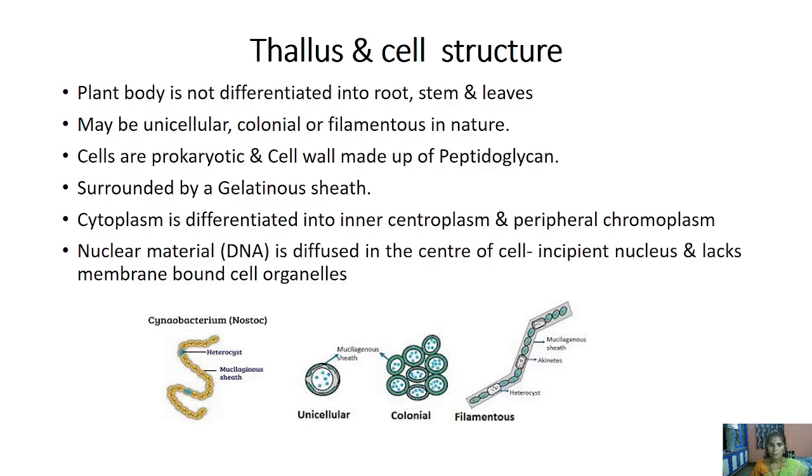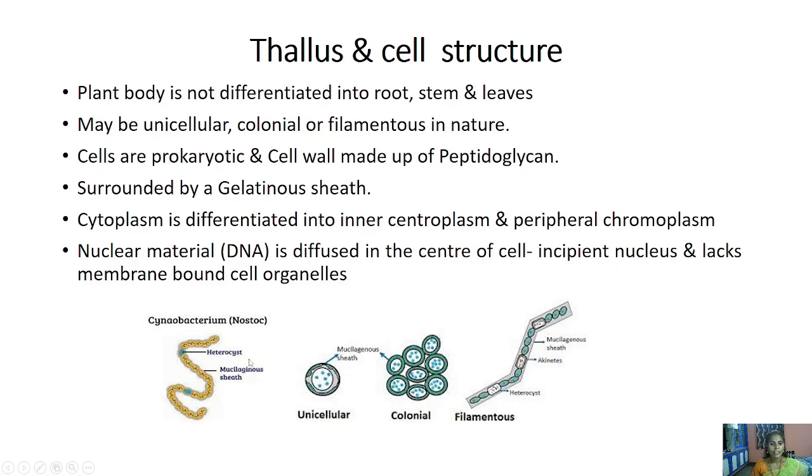They are usually surrounded by a gelatinous mucilaginous sheath, and next to the cell wall, there is a cytoplasm which is differentiated into inner centroplasm, which is colorless, and outer or peripheral chromoplasm, which is colored, where the pigments are located. The nuclear material, that is DNA, is diffused in the center of the centroplasm. This type of nucleus is called incipient nucleus, which lacks proper nucleoplasm as well as nuclear membrane. Since these cells are prokaryotic in nature, they also lack membrane bound cell organelles.